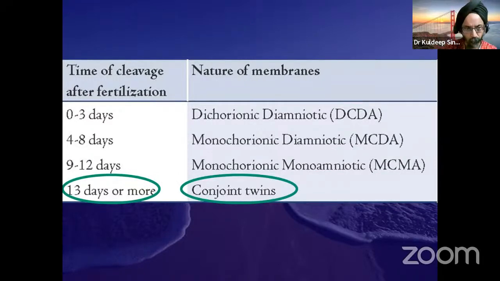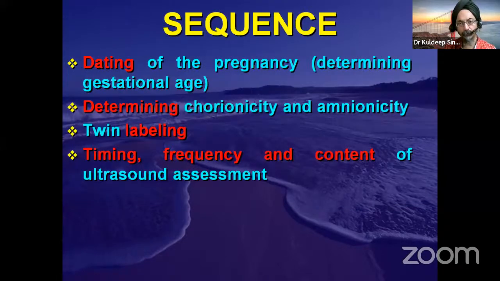You can just go through this because this is extremely important to tell us what we are looking at. Now, what is the sequence of events that we need to be looking at? We need to be dating the pregnancy. We need to be determining the gestational age. We need to be looking at chorionicity and amnionicity. We need to label the twins. The timing, the frequency, and what all has to be seen in the ultrasound assessment is most important.